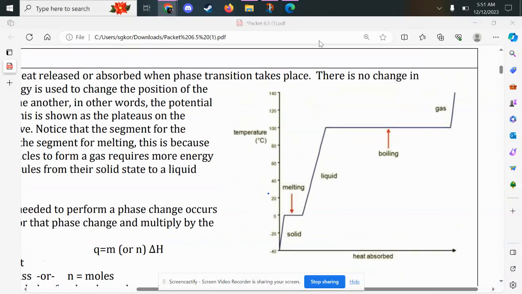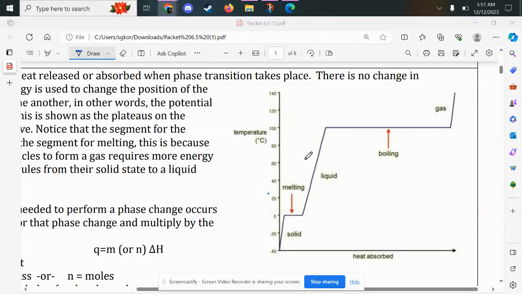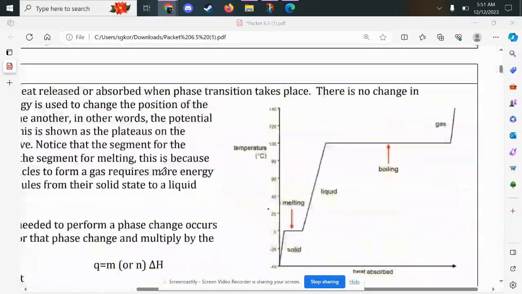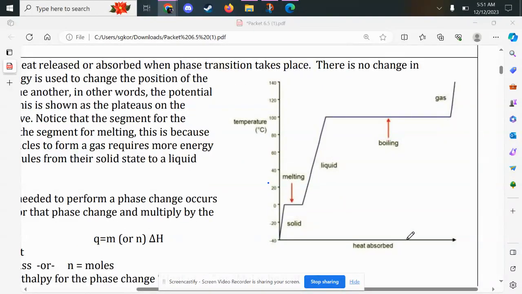So when we look at these diagrams, they represent energy and temperature. So it is heat energy absorbed, usually in joules or kilojoules, and temperature change. Now, for this one, as we notice, the temperature is going up. So this would be a heating curve. If we inverted it and it was going down, it would be a cooling curve.